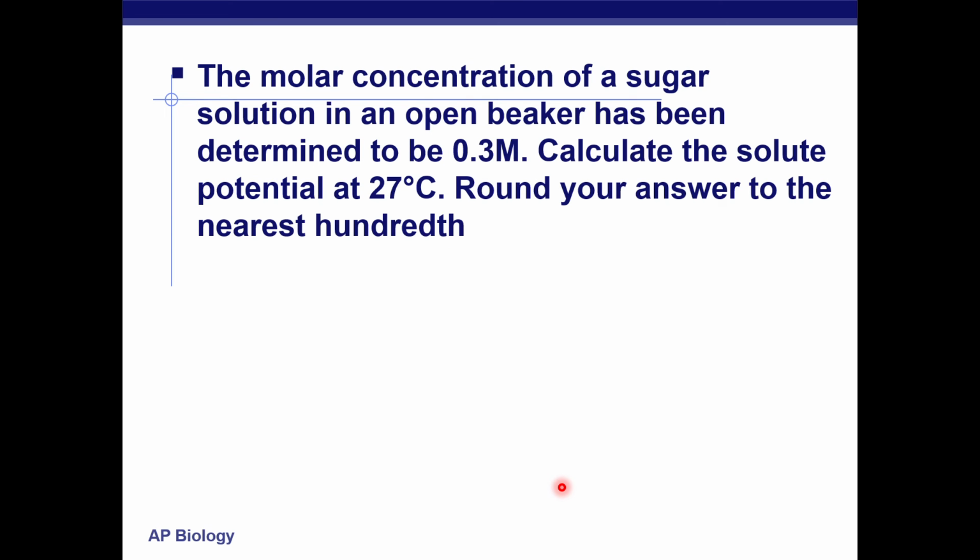All right, some example problems. Molar concentration of a sugar solution in an open beaker has been determined to be 0.3 molar. Calculate the solute potential at 27 degrees Celsius. Round your answer to the nearest hundredth. So the first thing that you need to do is decide which of those two equations you need to use. Do you use the water potential equation, water potential equals pressure potential plus solute potential, or do you use the solute potential equation, negative ICRT? Because it's telling us to calculate the solute potential, then I know I need to use the one to find solute potential, which is negative ICRT.